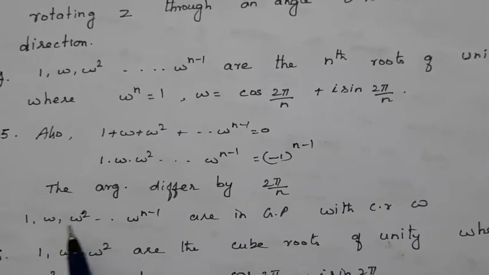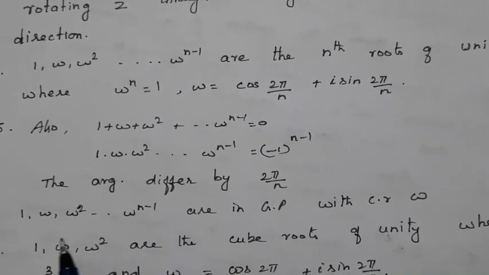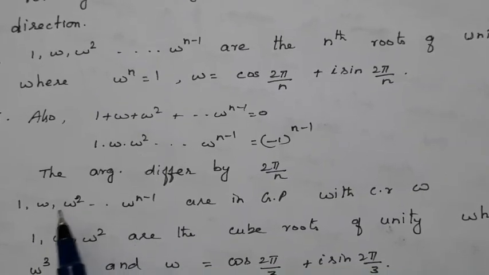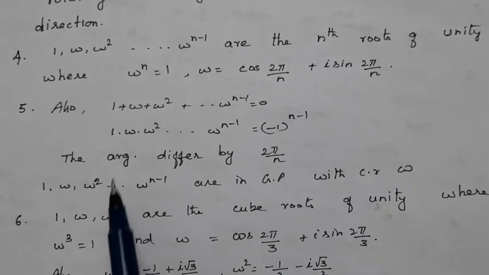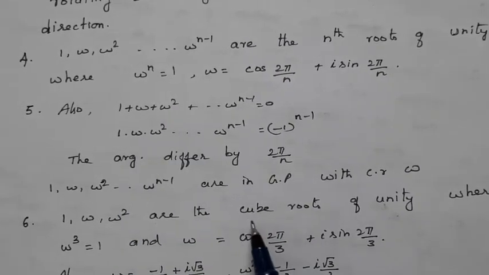Then 1, omega, omega squared, etc., up to omega power n minus 1, are in a GP with common ratio omega. So these are some properties of the nth roots of unity. On this basis, we can find the cube roots of unity.